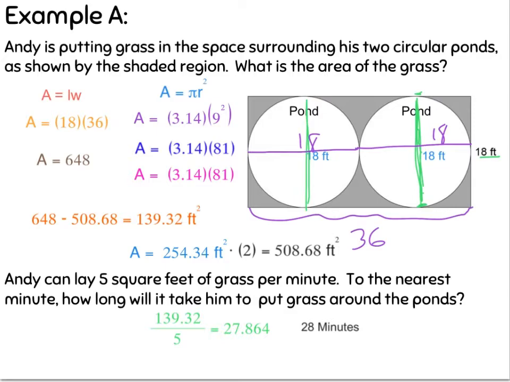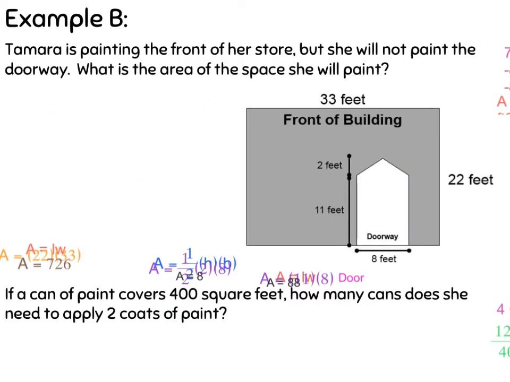Let's take a look at the next one. The next one says Tamara is painting the front of her store, but she will not paint the doorway. What is the area of the space she will paint? And then a second question says a can of paint covers 400 square feet. How many cans will be used to apply 2 coats of paint? So that's probably important. So let's start by finding the area of the front of our building.